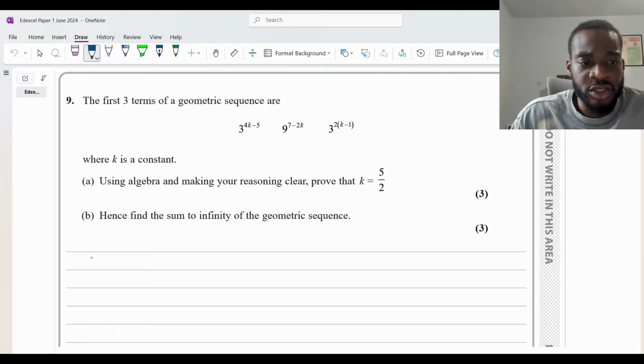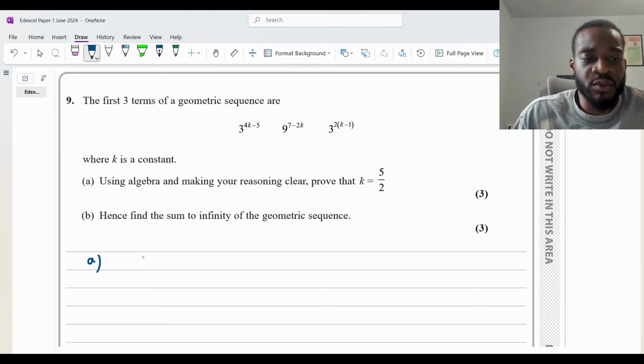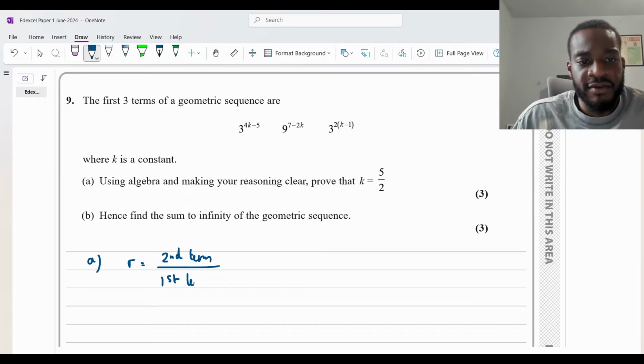So let's get started. So part A, now the common ratio, as we said before, is going to be one of the terms divided by the term before it. So I'm going to say r is going to equal the second term divided by the first term, and it's also going to be equal to the third term divided by the second term, isn't it?